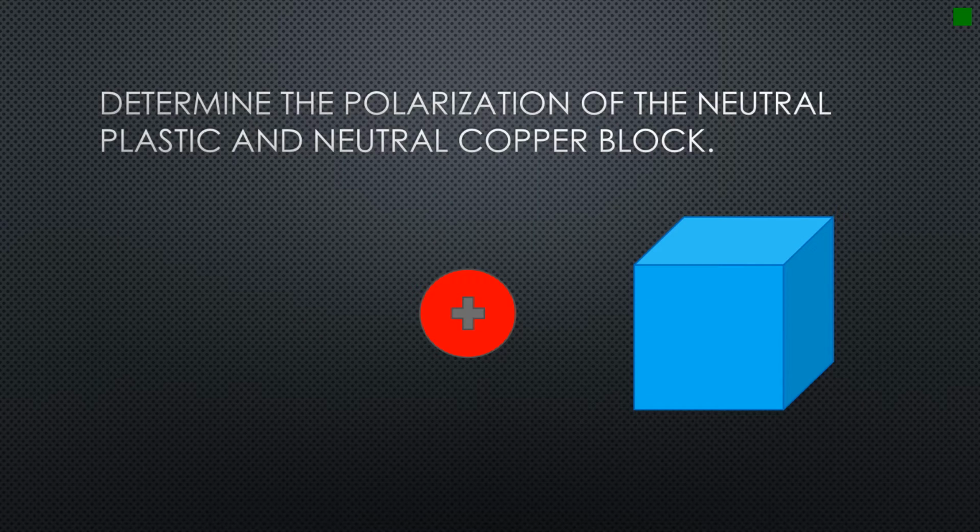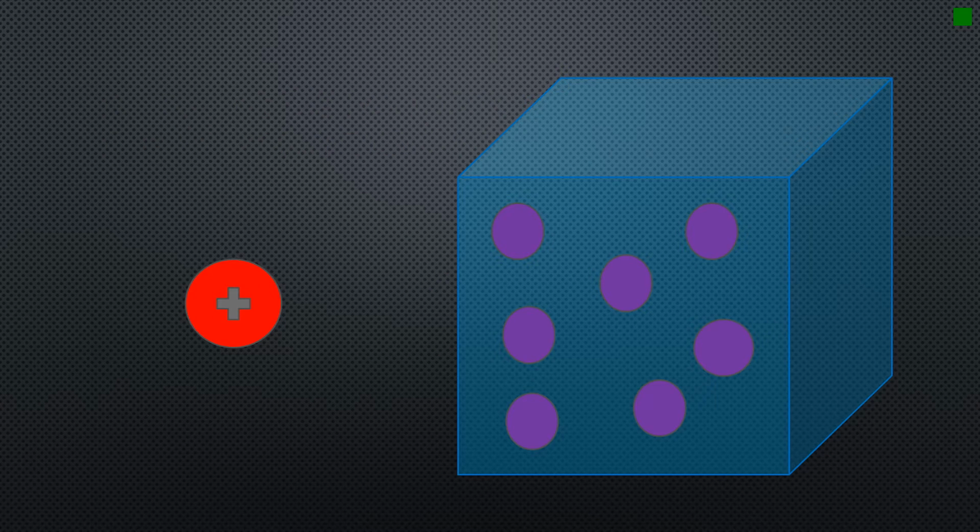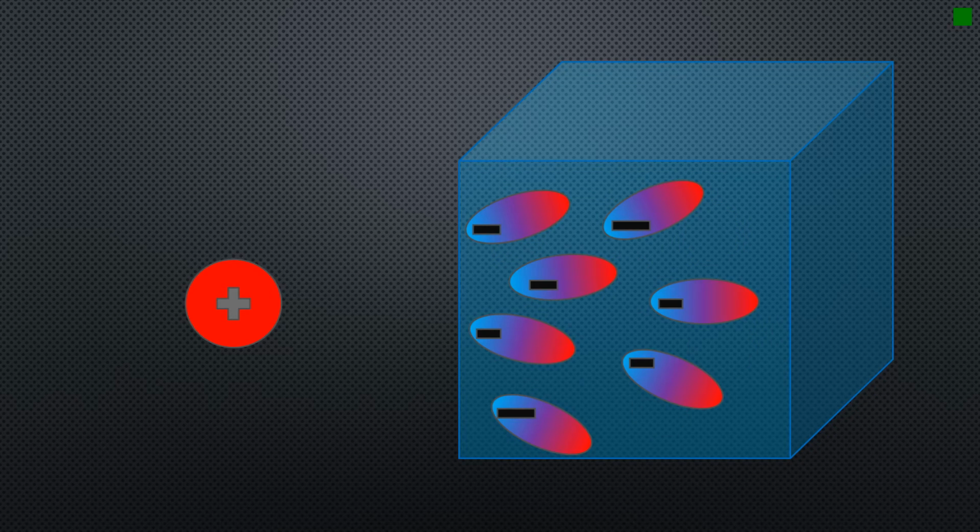Now consider the plastic block. Unlike the copper, the electrons in the plastic material cannot move. Despite the fact that the electrons can't move, the plastic will still do whatever it can to attract the positive point charge. Since the electrons can't move, the only thing the plastic can do in order to become more negative near the proton is for all the atoms inside the plastic to polarize. The electrons in the electron cloud of all the atoms inside the plastic shift towards the positive point charge in order to become more negative and attract it.